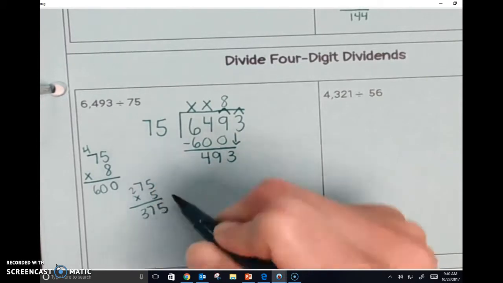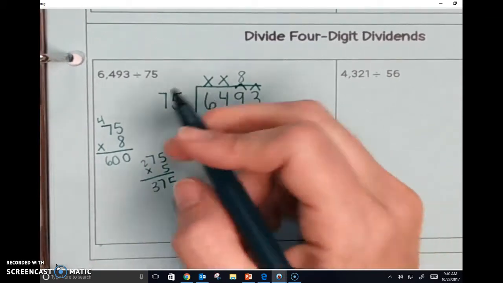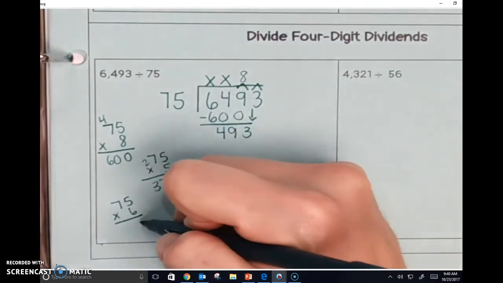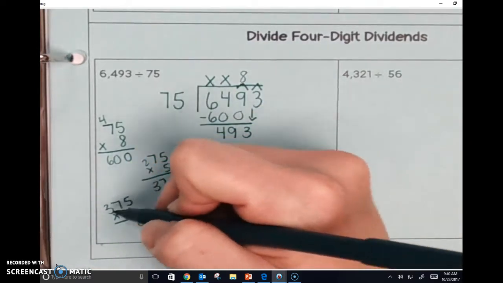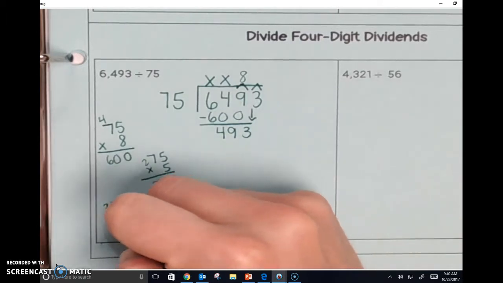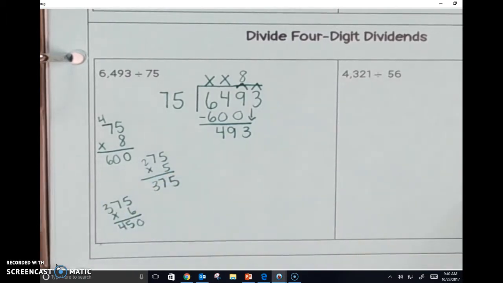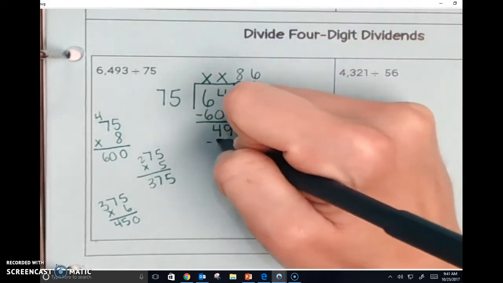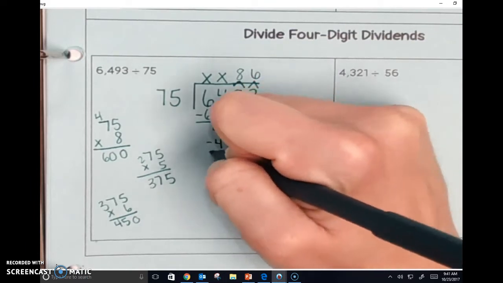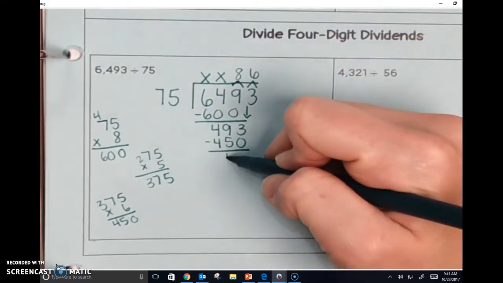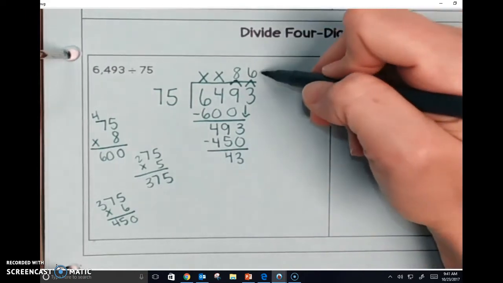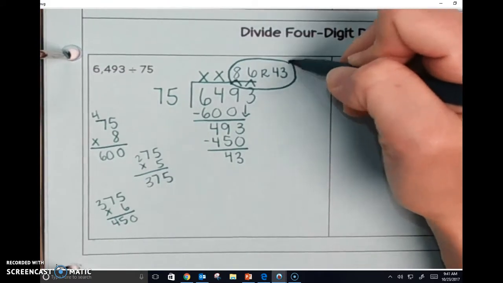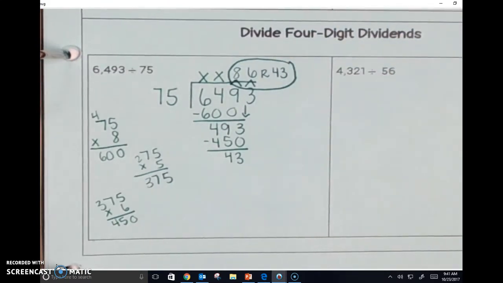I think we can go bigger than that. Don't you? Let's try 6. 75 times 6: 6 times 5 is 30, 6 times 7 is 42 plus 3 is 45. That's as big as we can go, don't you think? Yeah. So we're going to go under 6. So what remainder are you guys getting? 43. Yeah, I got 43. Just like that. 86, remainder 43.